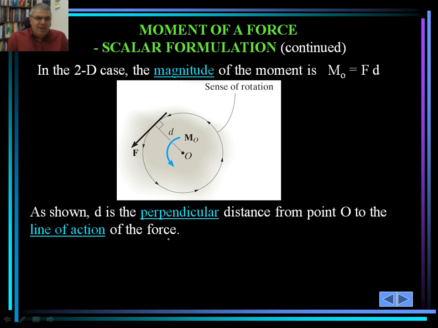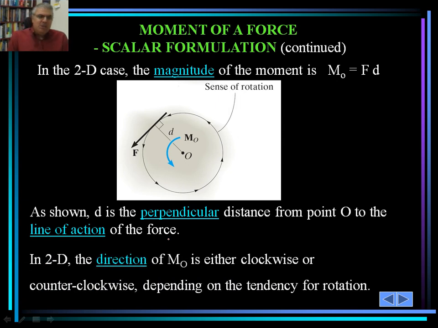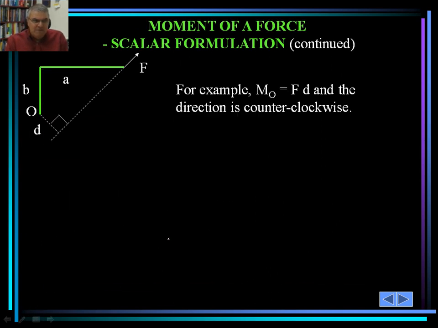As shown, d is the perpendicular distance from point A to the line of action of the force, what I like to call sometimes the shortest distance. In 2D, the direction of M sub O is either clockwise or counterclockwise, depending on the tendency of the rotation. Now, another example that's shown here, vector F is acting in the direction that's shown. We would like to find the magnitude of moment about point O.